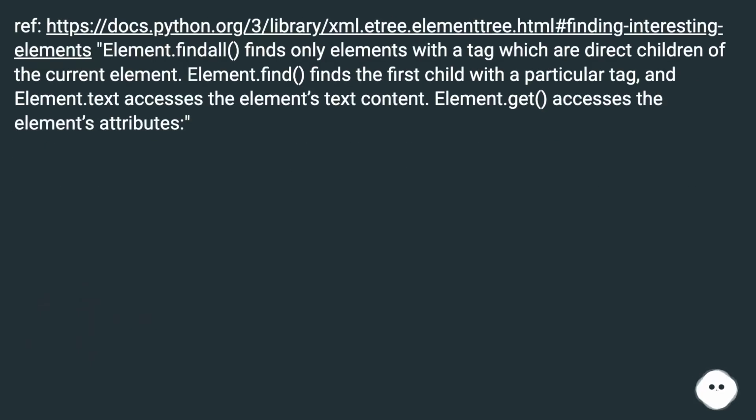Ref. this URL. Element.findall finds only elements with a tag which are direct children of the current element. Element.find finds the first child with a particular tag, and element.text accesses the element's text content. Element.get accesses the element's attributes.